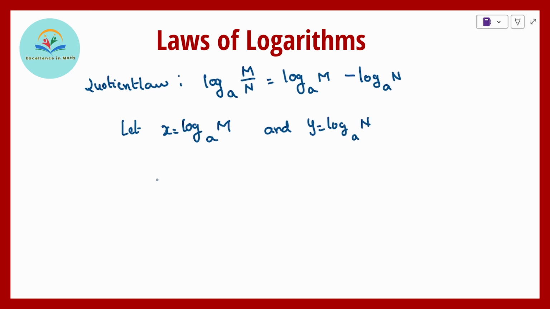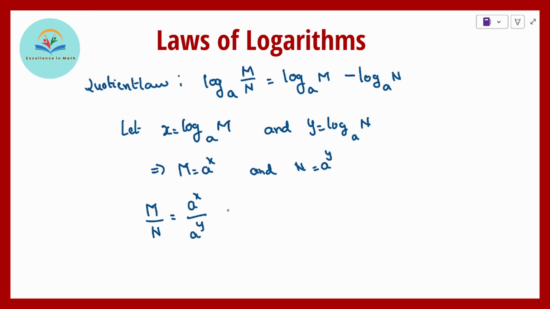Easy, right? Step by step, solving one law, then another law, so we are getting familiar with this process. So the exponential version of this is what? m is equal to a power x as well as n is equal to a power y. As we are trying to prove the quotient law, let us take the division. m over n is equal to a power x over a power y.